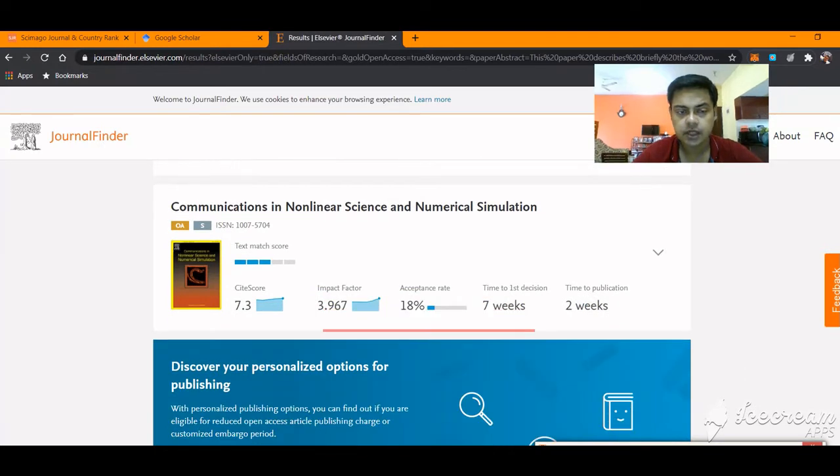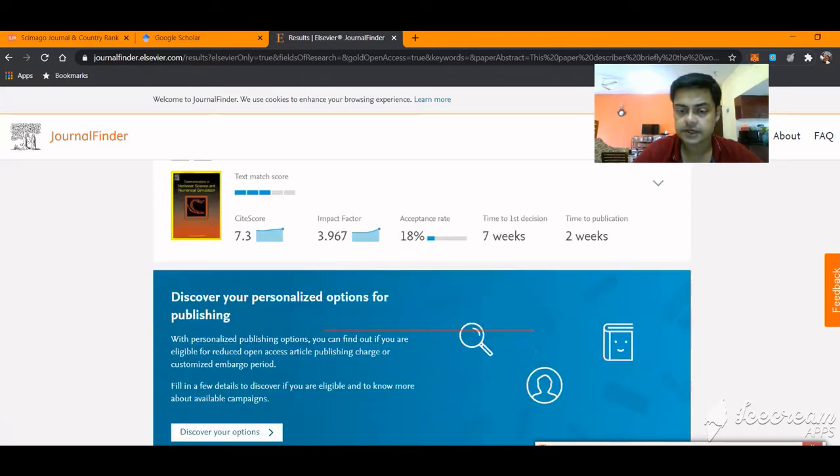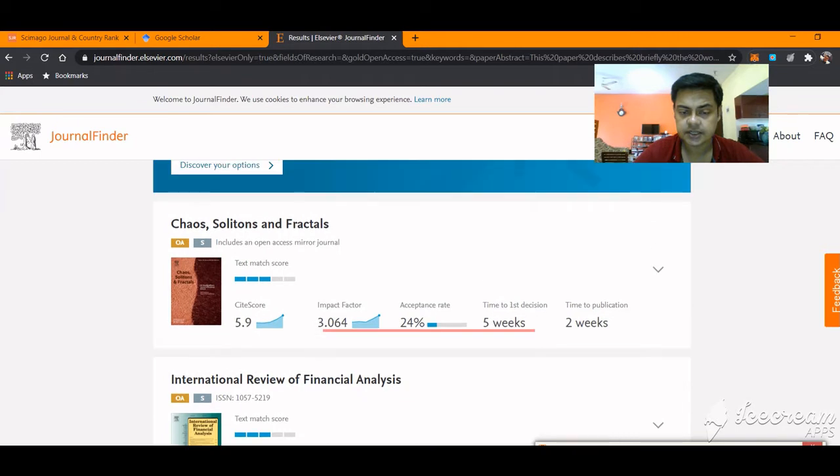Then the next one, Communications in Nonlinear Science and Numerical Simulation. The impact factor is very good, acceptance rate is low, because impact factor and acceptance rate generally have an inverse relationship. So if one is high, the other is low, and if one is low, the other is high. 7 weeks it takes, pretty close to the first one. Like this, there are a total of 50 journals, like Chaos, Solitons and Fractals. Impact factor 3, acceptance rate 24%, and time to first decision 5 weeks. Time to publication, that means after the acceptance, 2 weeks. So it's also a pretty good, decent looking journal.